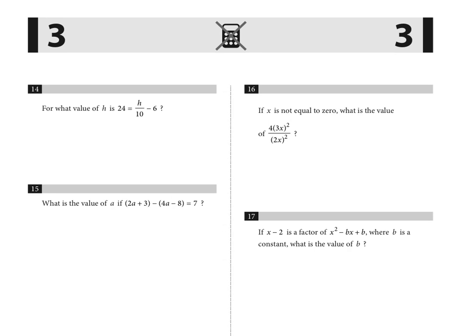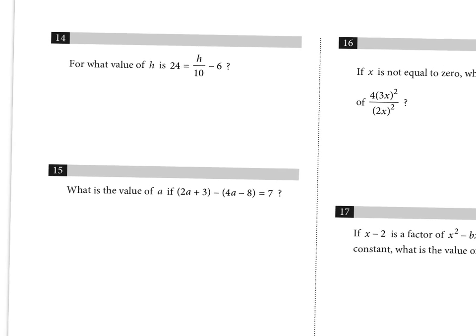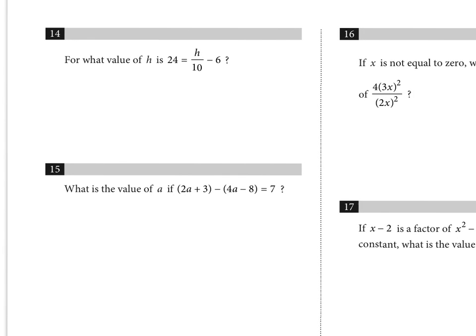Page. And these are open-ended problems. Number 14. Number 14 says, for what value of h is 24 equals h over 10 minus 6? And some of you left it blank because you didn't know what h was. Well, it's just a matter of you reviewing your algebra skills.